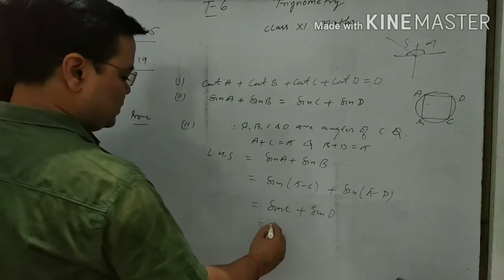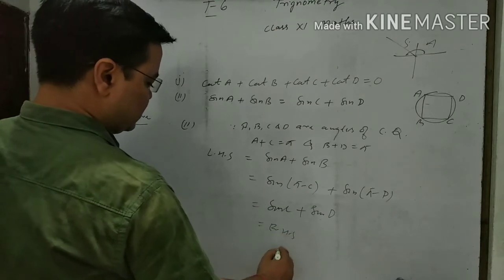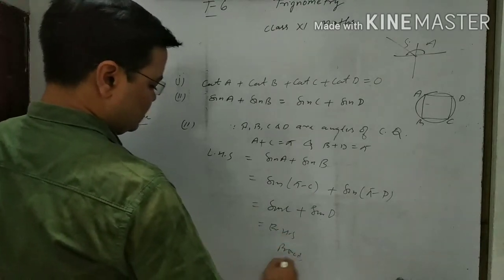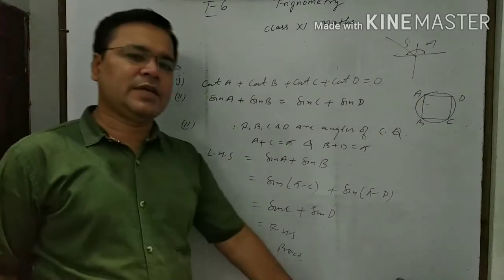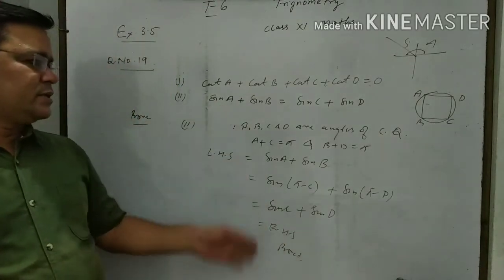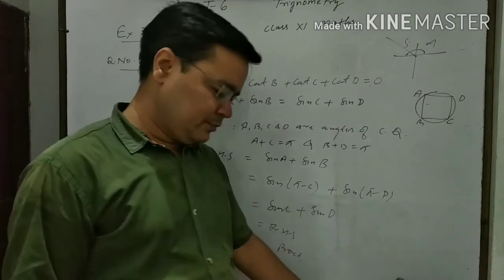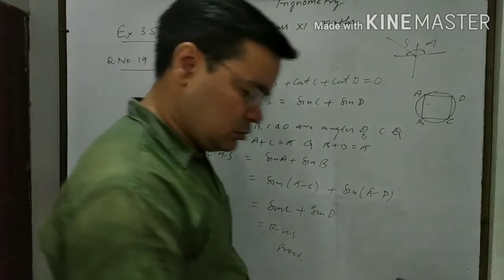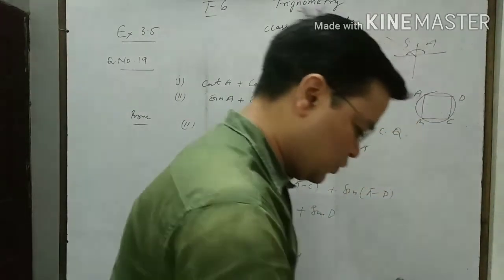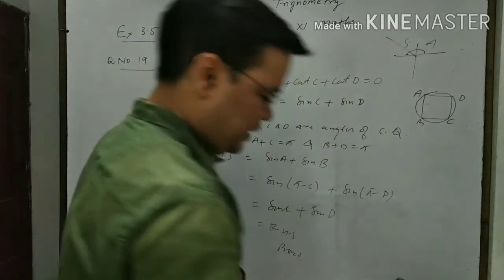Which is equal to the right hand side. Very simple. If you know the property of cyclic quadrilateral, it will be very simple to prove. Now I would like to solve one more question, that is question number 23, second part.